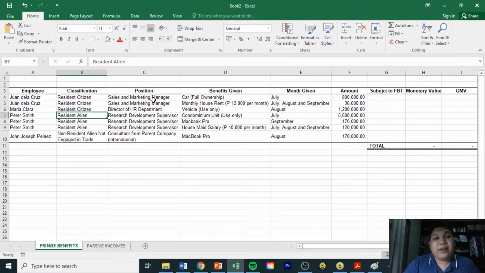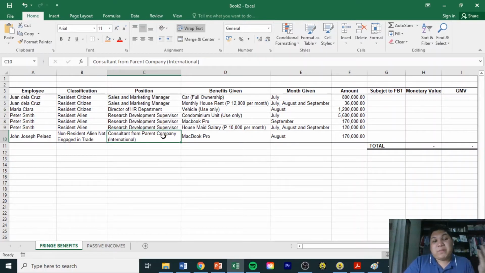For their positions, we have Juan de la Cruz as our sales and marketing manager. Maria Clara is our director of the HR department, and Peter Smith is our research and development supervisor. And we also have John Joseph Pelaez, a consultant from our parent company, which is an international company. In this discussion, we assume that we, as the company, are a subsidiary of a bigger company outside of the Philippines, and the parent company is sending us John Joseph Pelaez as a consultant. That's why we classify him as a non-resident alien not engaged in trade or business.